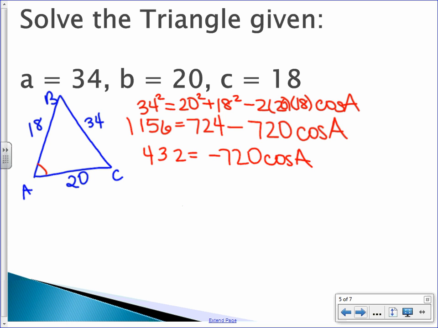Okay. Then what? Yep. So you have the cosine of A is 432 divided by negative 720. So now we have the cosine of an angle. We want the angle, not the cosine. So take the inverse cosine to find that angle.